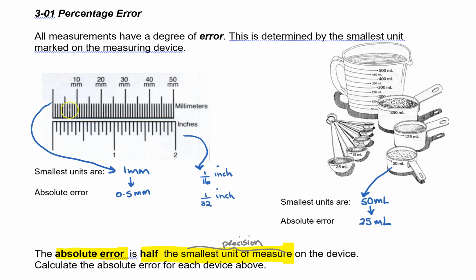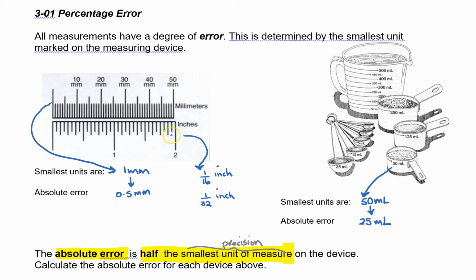So this first ruler here, its smallest unit of measure is a millimetre. Each little increment marks off 1 more millimetre. So the smallest unit is 1 millimetre, giving us then the absolute error, which is half the smallest unit. Half of that is 0.5 of a millimetre.